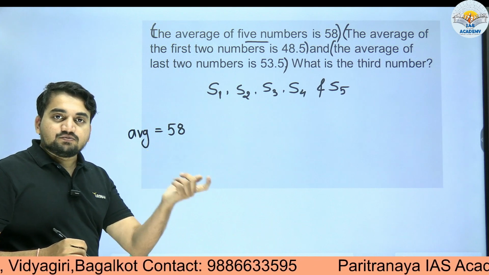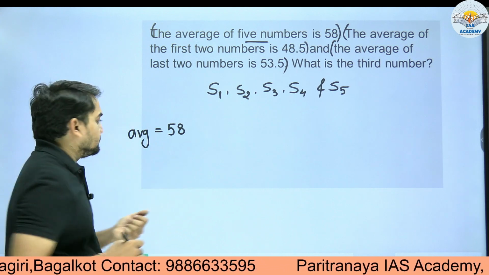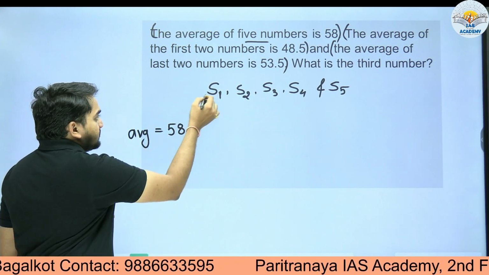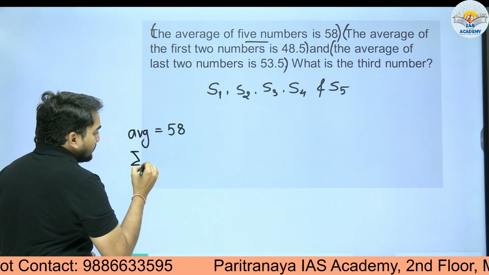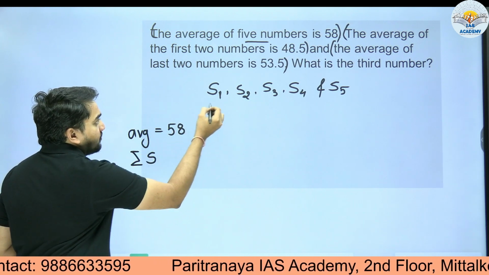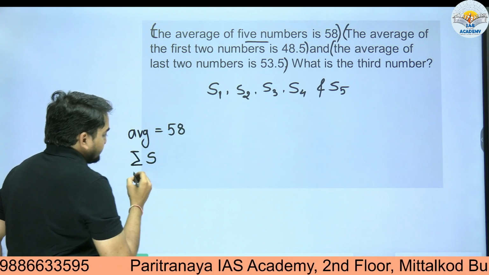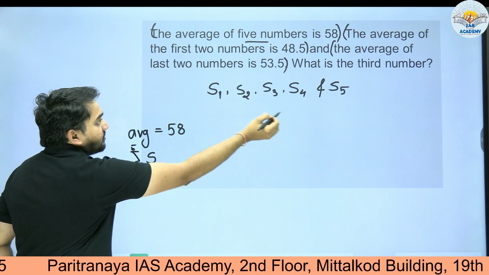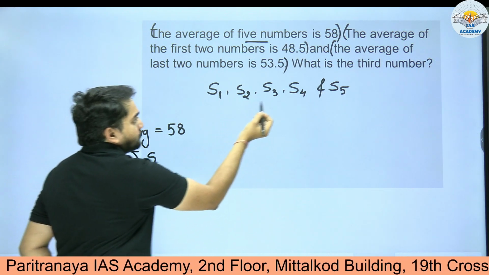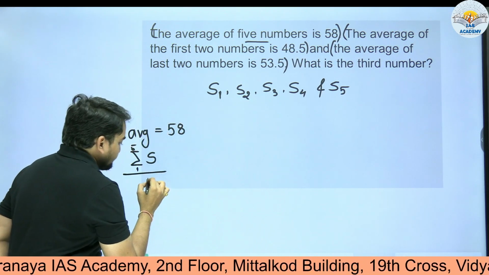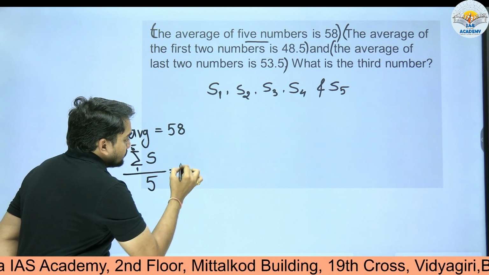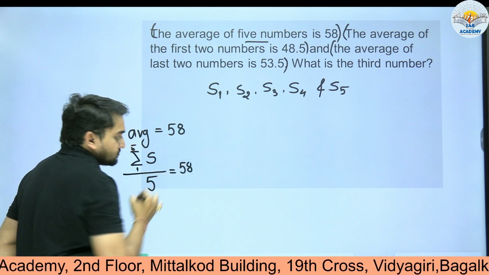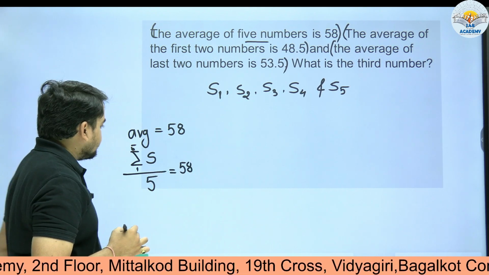Sum of all the observations divided by the number of observations. Okay, so what does that mean? Here, sum of all S, S1, S2, S3, S4, S5, divided by the number of observations. How many are there? 1, 2, 3, 4, 5. Obviously 5. So the sum divided by 5 is equal to 58. Fine. This one part is there.